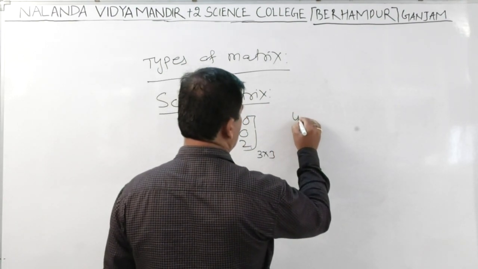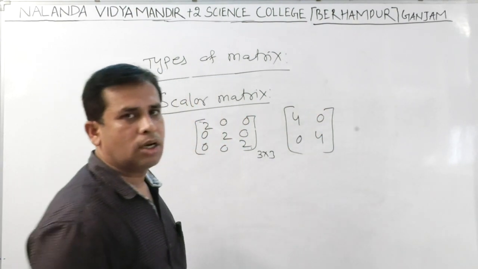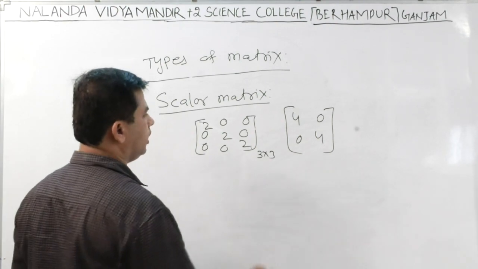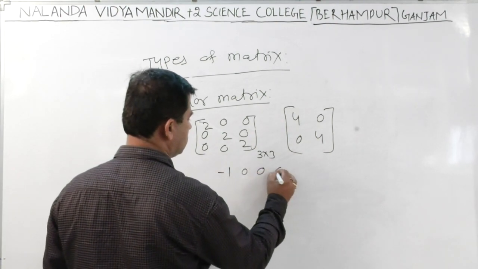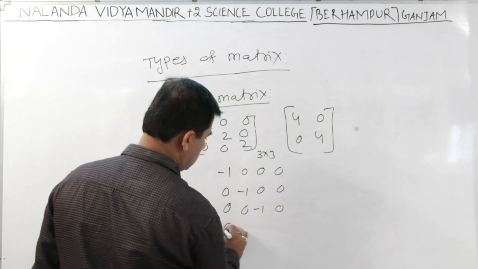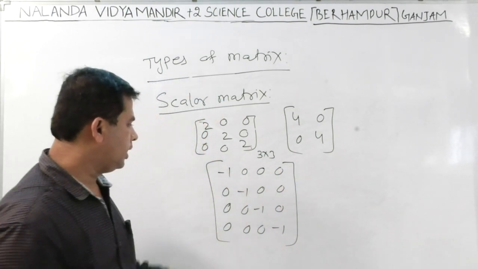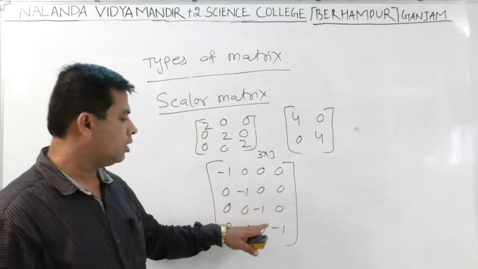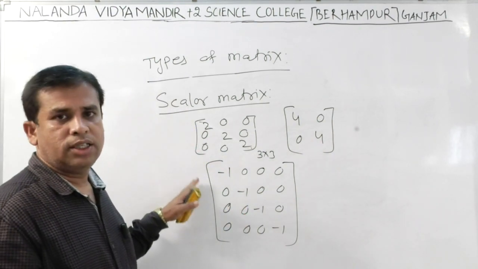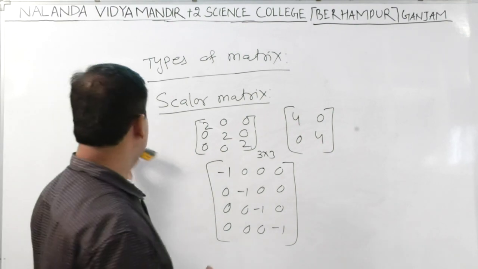And we can write 4, 0, 0, 4. This is a scalar matrix of order 2. And we can write minus 1, 0, 0, 0, 0, minus 1, 0, 0, 0, 0, minus 1, 0, 0, 0, 0, minus 1. This is also a scalar matrix of order 4. Every scalar matrix is a diagonal matrix and is also a square matrix.